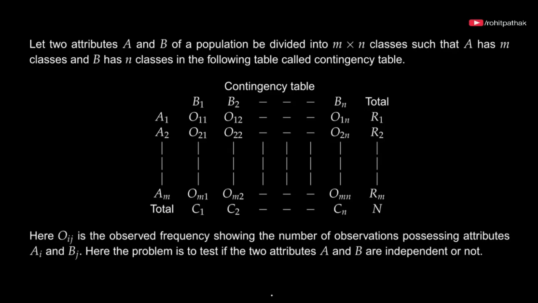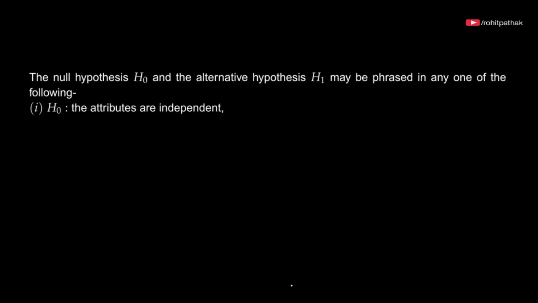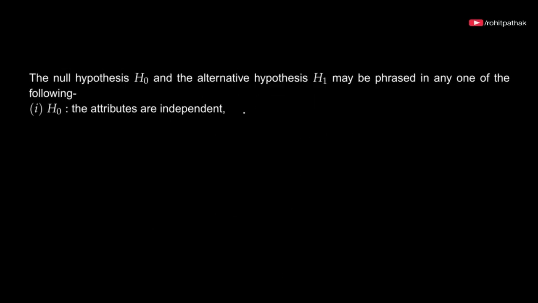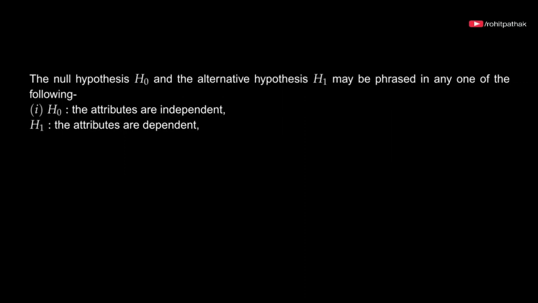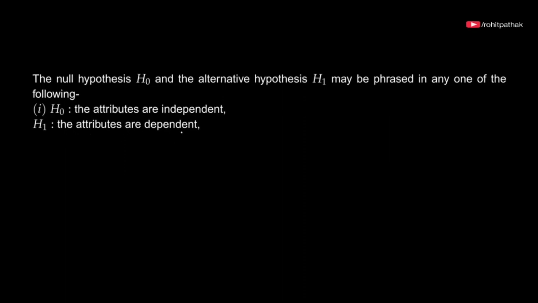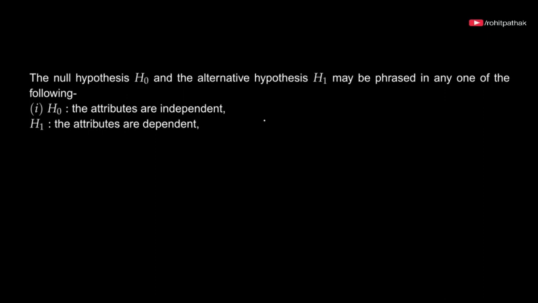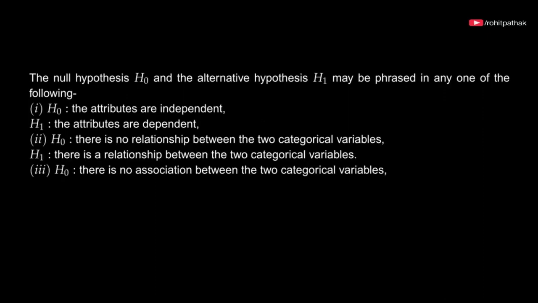So here our problem is to test if the two attributes A and B are independent or not. So for this purpose, we always set null hypothesis like this. That means null hypothesis is always the attributes are independent. So here the data has been given on the basis of assumption that attributes are independent, and H1 we always set like this: the attributes are dependent or the attributes are not independent. So we may set one of the three null hypothesis along with the corresponding alternative hypothesis.